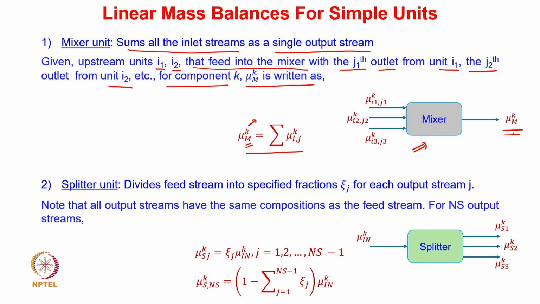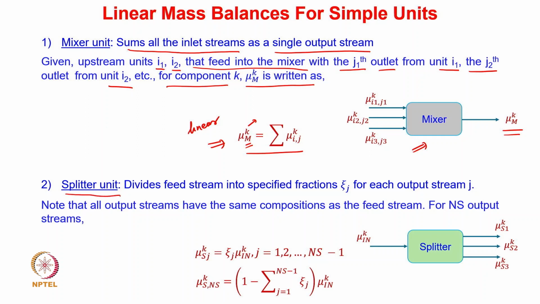So if I have to write down the mu Mk, in this case it will be the summation of all these three molar flow rates. So this is the model equation for the mixture unit. You can clearly see that this model equation is linear in nature. So now let's look at the second unit.